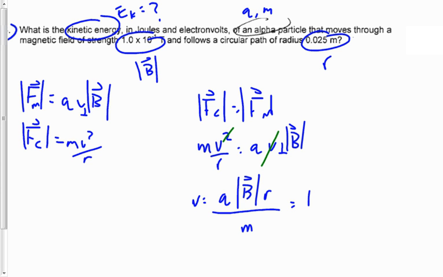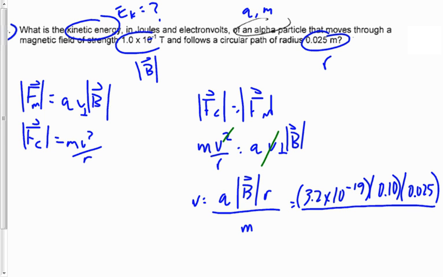Look, I almost went 1.6 times 10 to the minus 19 for the charge. But I've got an alpha particle here, and I've got it circled to remind me that it's an alpha particle. So we're going to say it's 3.2 times 10 to the minus 19 coulombs, times a magnetic field of 1 times 10 to the negative 1, is that? Yep. That's going to be 0.10, times a radius of 0.025, divided by the mass, again on your data sheet, 6.65 times 10 to the minus 27 kilograms.